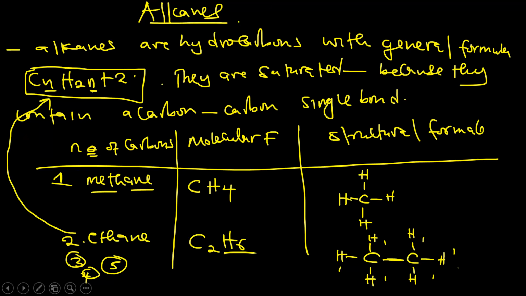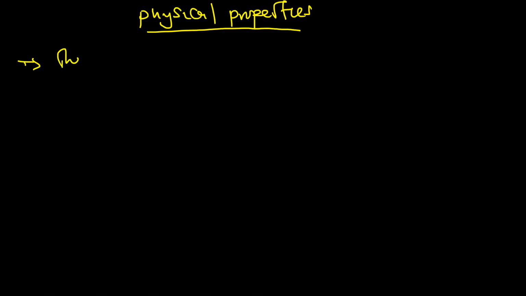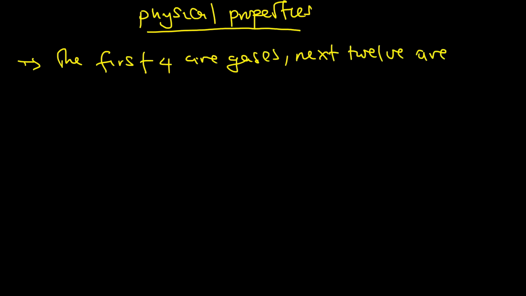Okay, let us proceed to the other things under this one. What are the physical properties of alkanes? The other part that we need to look at under alkanes are their physical properties. One physical property of alkanes is that the first 4, it is believed, are gases. Okay, the first 4 are gases. The next 12, which means from carbon 4 up to 12, are liquids. Then the rest are waxes. Okay, so the first 4 are gases, next 12 are liquids, the rest are waxes. That is one of the physical properties.